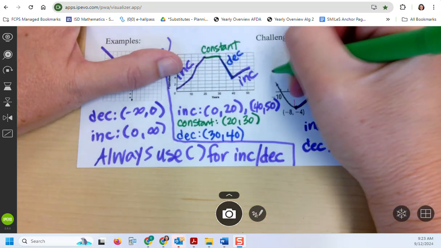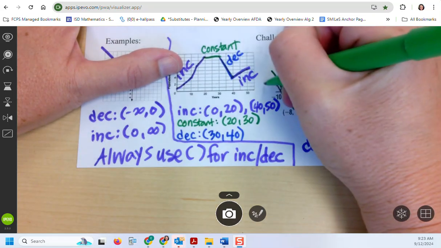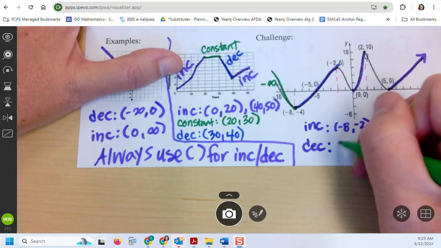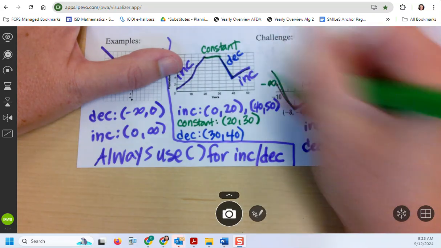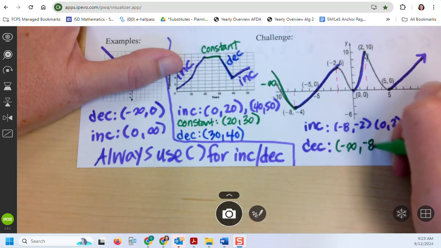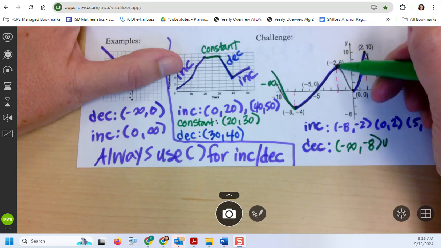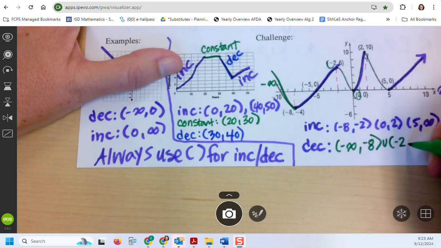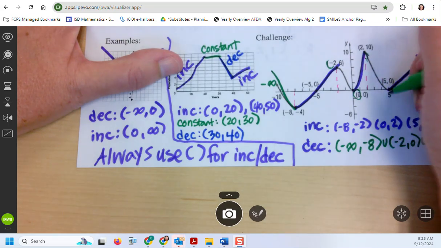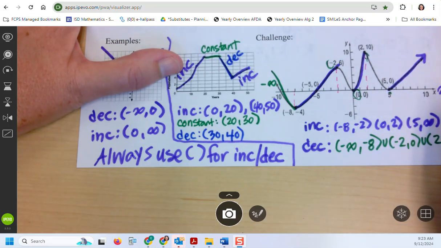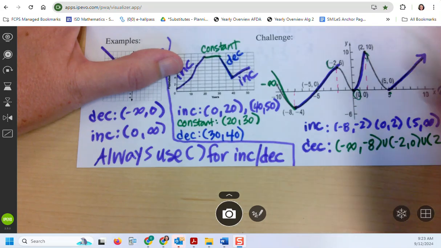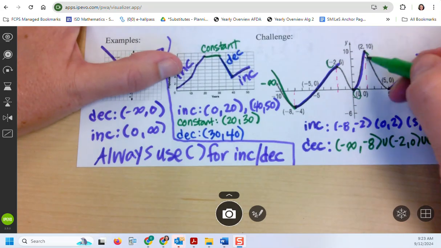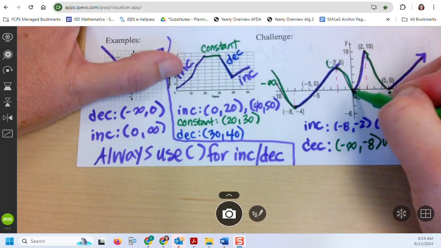Okay, on this side, we start at negative infinity until we get to -8. And then -2 to 0. And then 2 to 5. Remember that we're only using X values the whole time. You never write the Y values for increasing and decreasing.